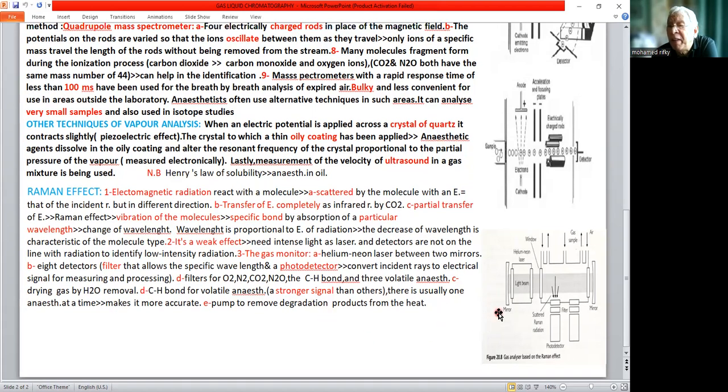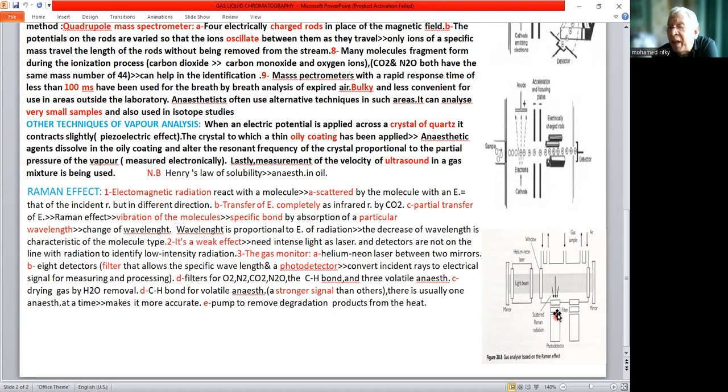So the Raman effect device is made of special detectors. These detectors are 8 in figure. Now we are showing only 2 of them. This detector is made of a filter. This filter is specific for the gas in concern. Each gas absorbs the infrared rays of a special frequency and reflects it in a special frequency. So accordingly, we can identify.